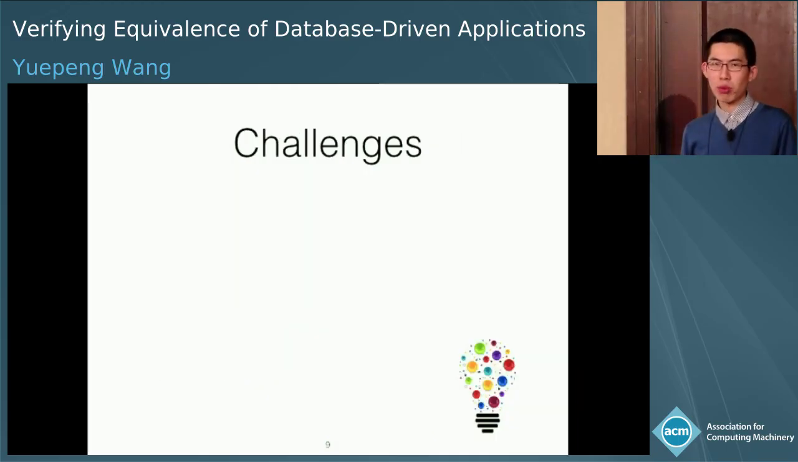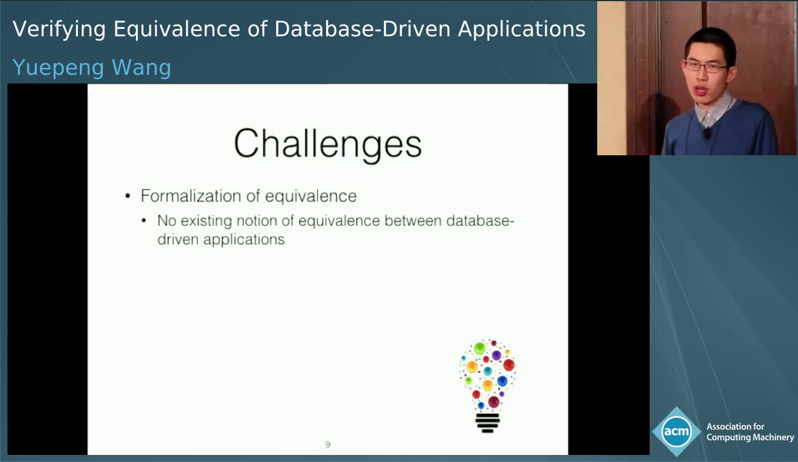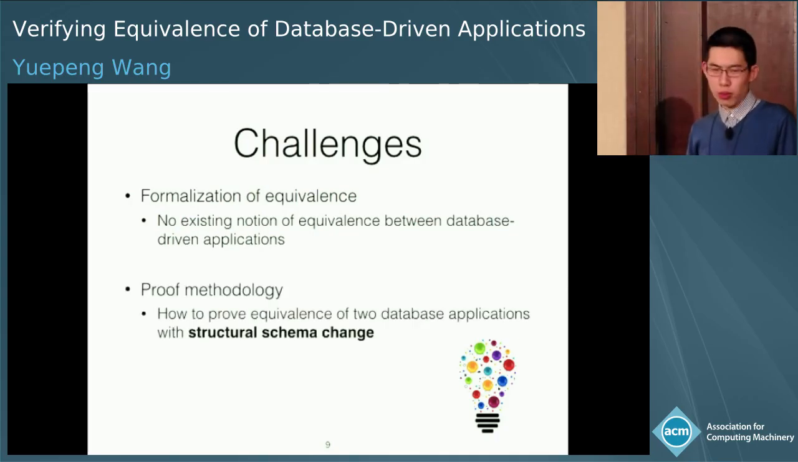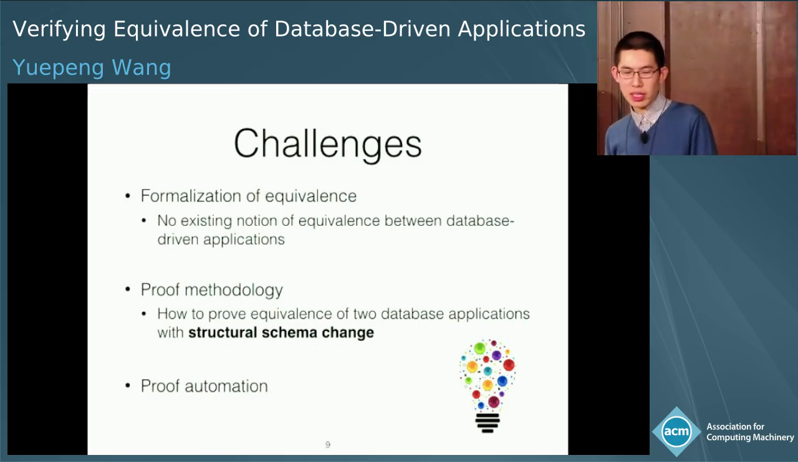Now that you have some idea about the problem that we try to solve, let me talk about the key challenges. The first question is, what does it even mean for two database applications with different schemas to be equivalent? Since there is no existing definition, we have to formalize what we mean by equivalence in this context. Once we define the equivalence, we then need a methodology to prove it properly. That is, if I give you two database applications, how can you prove them equivalent? Finally, since we want our technique to be push button, we have to come up with an algorithm to automatically verify the correctness. In other words, we want to provide complete proof automation. Now let me talk about how we solve these challenges one by one, starting with the formalization of equivalence.